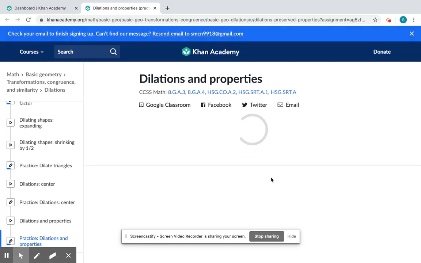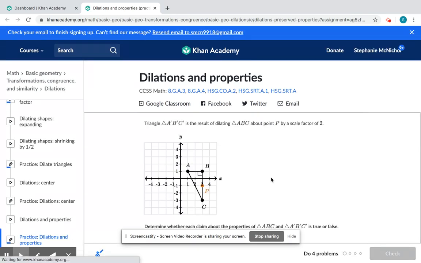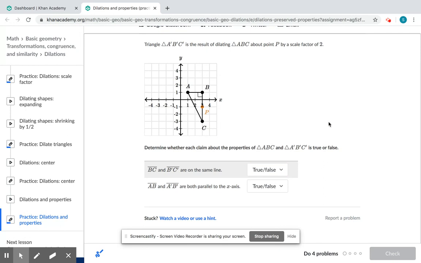So what they mean by dilations and its properties is talking about the measure of the angles. Do they change? Do the side lengths change? Does it stay congruent? Does it stay similar? So those are the things we're going to have to know.